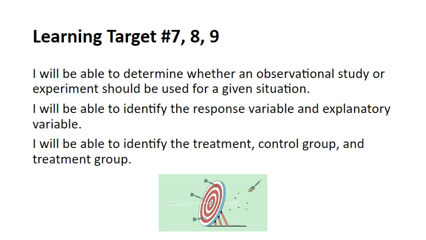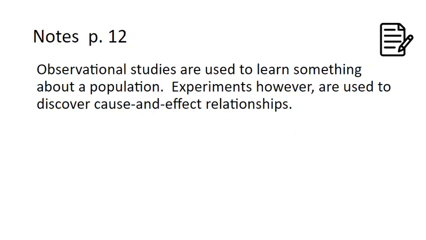We have three learning targets for today. We'll be able to determine whether an observational study or experiment should be used for a given situation. We'll be able to identify the response variable and explanatory variable. And finally, we'll be able to identify the treatment, control group, and treatment group. Essentially, this is all vocab that we are going to be using as we investigate experiments and develop our own experiments. All right. Notes on page 12.